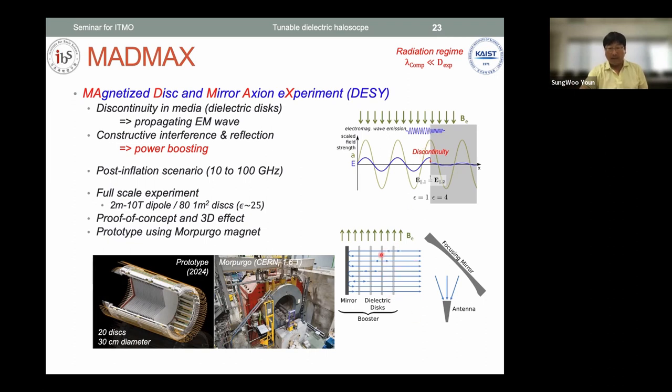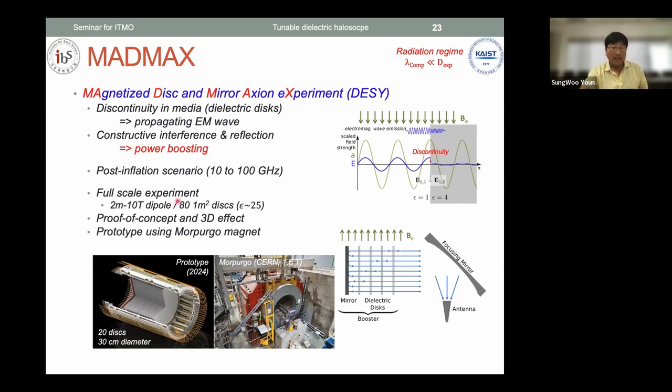So at every single dielectric, a propagating wave is formed, and by utilizing constructive interference of those two and the reflection from the layer, at the end of the day you will see a very enhanced, very boosted signal power, which can be picked up by the antenna. Again, this is a post-inflation scenario, suitable for experiments.